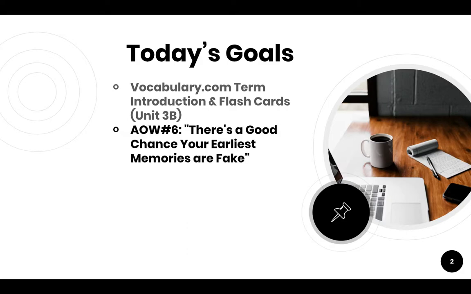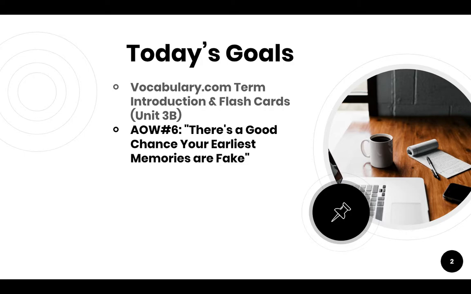Second thing we're looking at is article of the week number 6, which is entitled, "There's a Good Chance Your Earliest Memories Are Fake." So you're going to be reading that one, and there's actually not a whole lot of questions in there today. What we're focusing on as you read is evaluating the quality of the argument and how the argument is formed, and also just looking at tone, trying to figure out what the tone is and how we know that the tone is what it is. So there'll be just a handful of questions in there, and the last question is going to ask you to evaluate the argument that's made in the article.